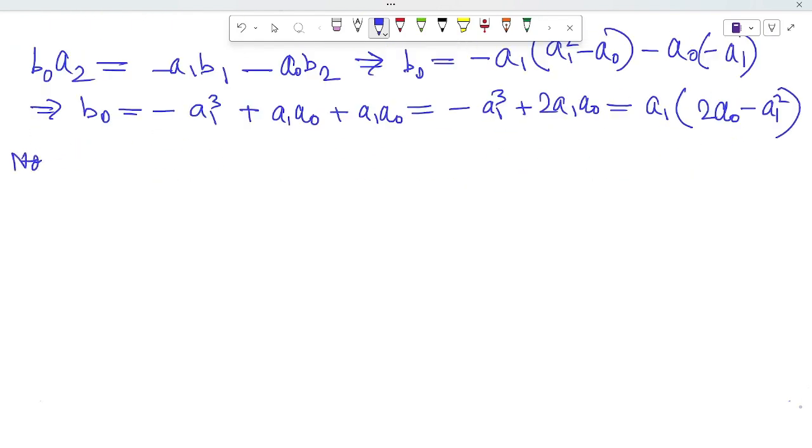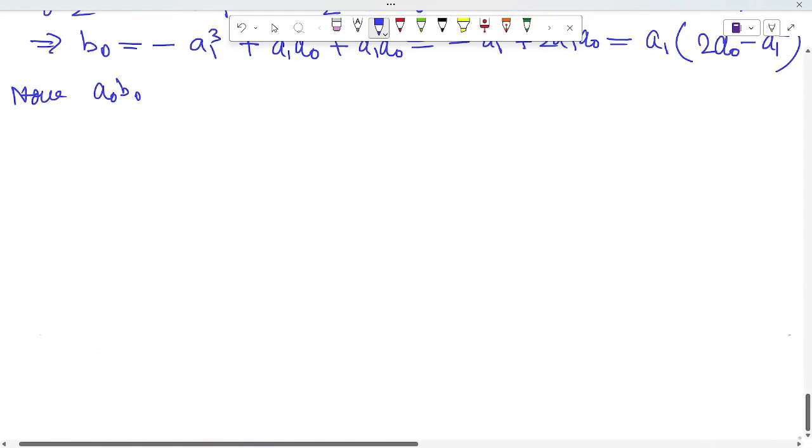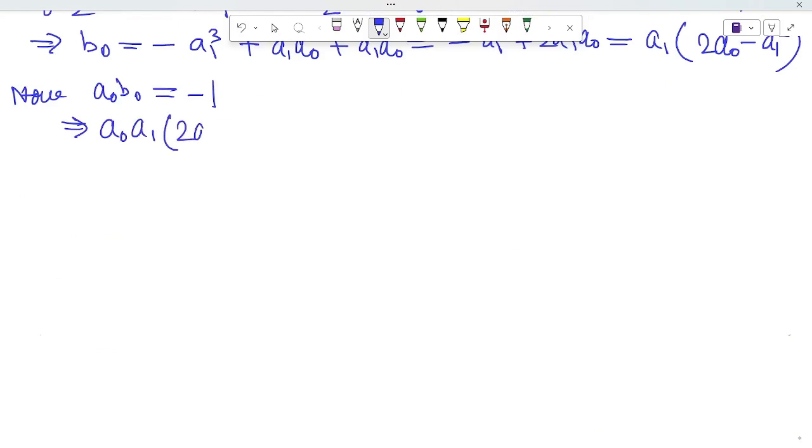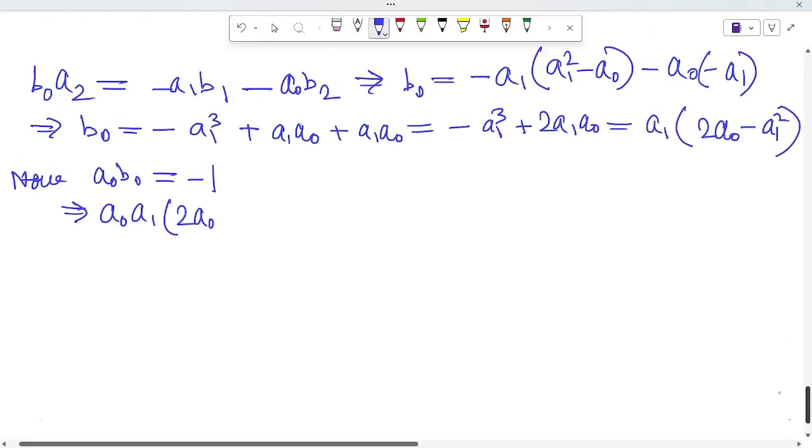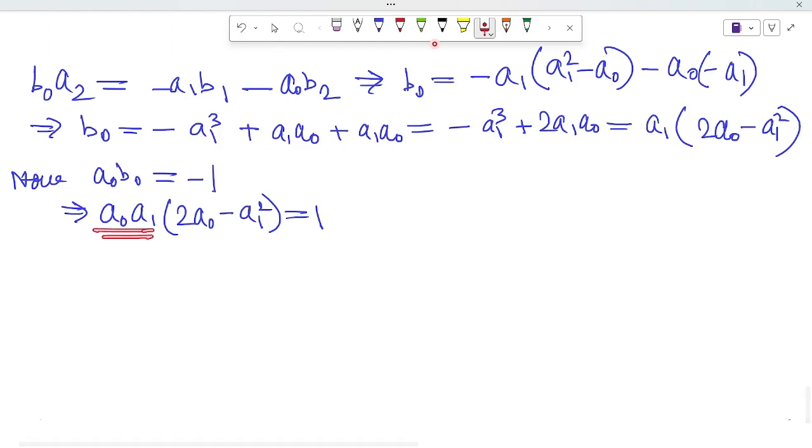Now I have also got A0 B0 equal to minus 1, yes, minus 1. So putting the value of B0 here, A0 A1 (2A0 minus A1 square) equals minus 1. Now observe one thing. Both this term and this term are integers, and their product is minus 1. So the only possibility is that the modulus of this thing is 1 and the modulus of this thing is 1.